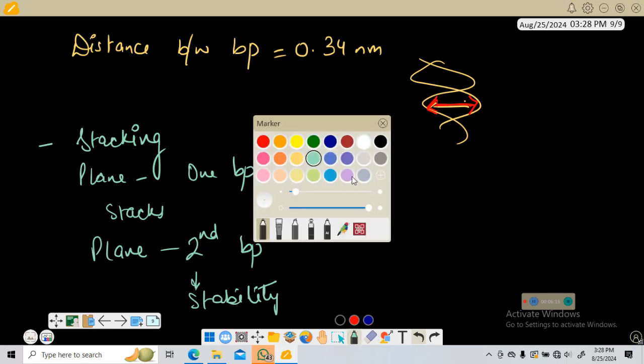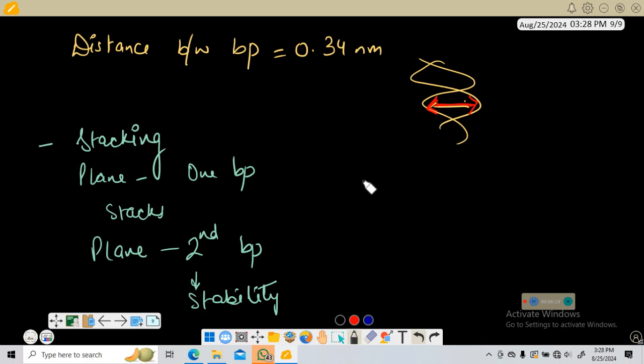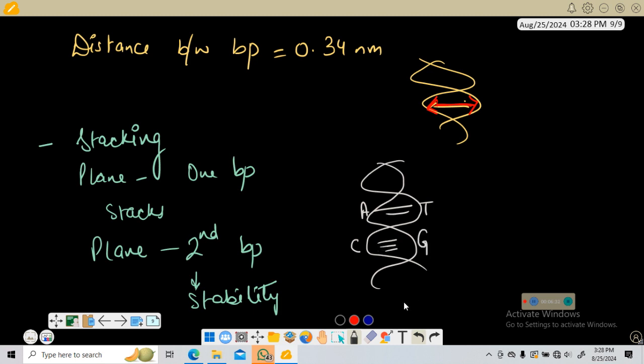Now how is this? Let's say if I draw the DNA structure like this, here we have A double bond T, here we have C triple bond G. So this is one base pair, this is stacking, or you can say this is lying over the other base pair. All this is done with the help of hydrogen bonds. So this gives us stability. So this is 3.4 and this is 0.34.